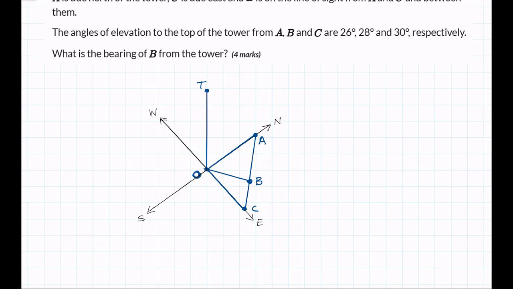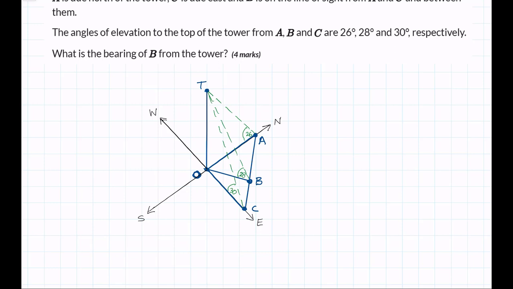And then the next piece of information we have are the various angles of elevation. So we have person A looking up to the tower from the ground level. We've also got person B looking up to the tower from where they are on the ground, and the same with person C. So we're effectively operating in three dimensions here. This is a 3D trigonometry problem, and we're told each of these angles. So the angle of person A looking up is 26 degrees. The angle of person B looking up is 28 degrees. And then the angle of person C looking up is 30 degrees. Those are all the angles of elevation.